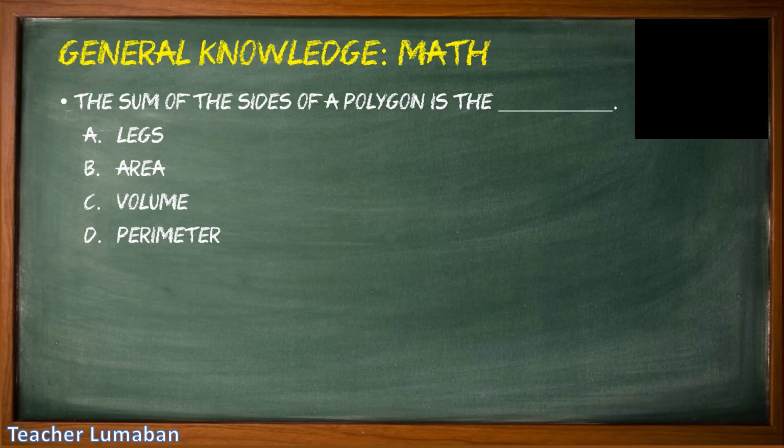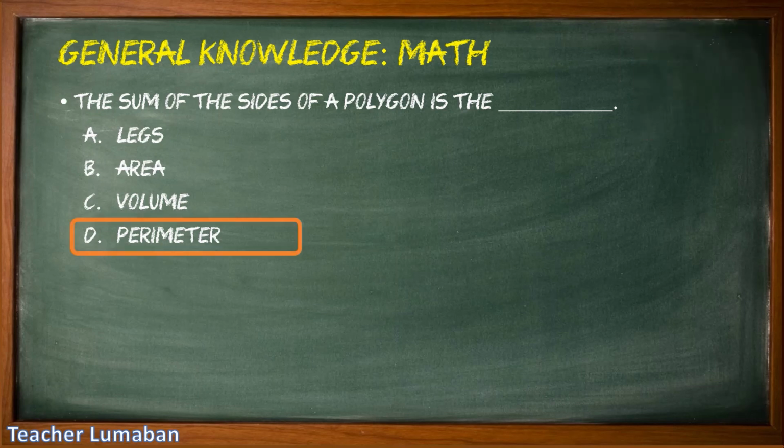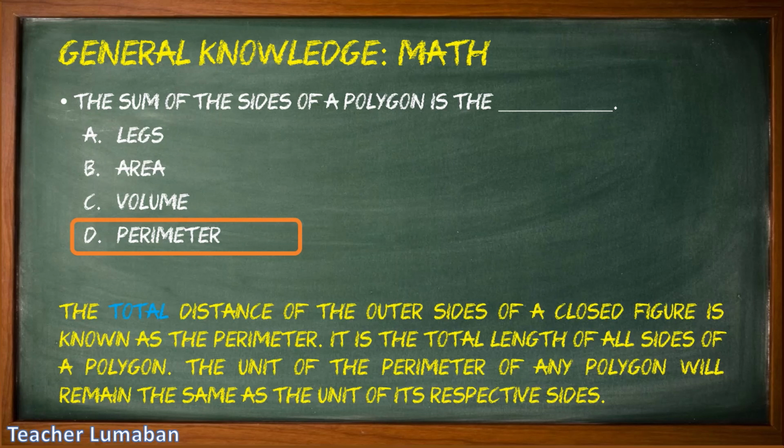The correct answer is letter D, perimeter. The sum of the sides of a polygon is the perimeter. The total distance of the outer sides of a closed figure is known as the perimeter. It is the total length of all sides of a polygon. The unit of the perimeter of any polygon will remain the same as the unit of its respective sides.